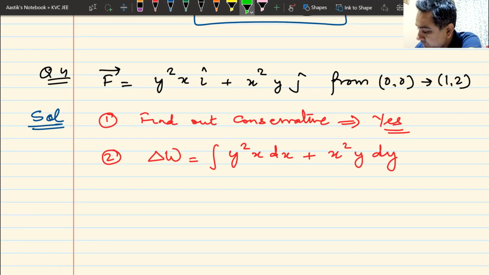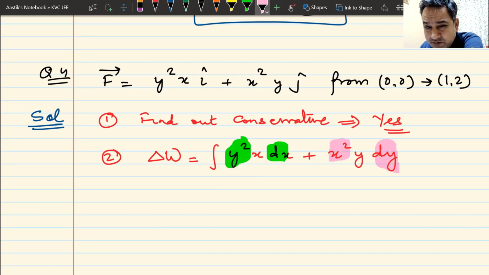Y square with dx, problem number 1. X square with dy, problem number 2. But as soon as you get this problem, you also know the solution. That solution is there in your hands. So what you're going to do is take it and integrate it separately.